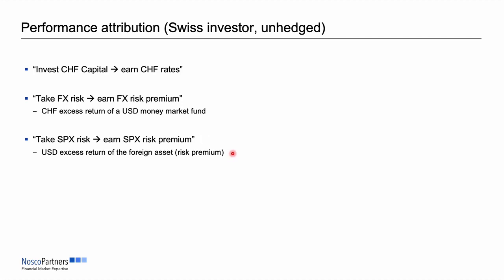Now let's calculate the numbers here. The base rate, the Swiss franc interest rate, is minus 75 basis points. This is here a bit confusing because it's a negative interest rate. What is the excess return? The return in excess of the Swiss franc cash rate if you invest in a US dollar money market fund. So if a Swiss investor invests in a US dollar money market fund, he would earn the US dollar interest rates. He would get the US dollar Swiss FX returns.